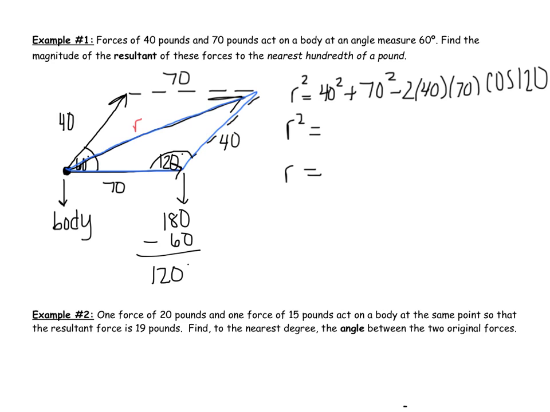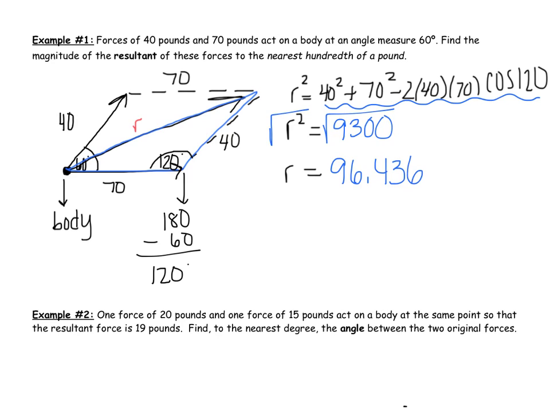Okay, the way I set it up was r squared comes first, because remember, with law of cosines, if this is the angle you have, this side comes first because it's the side opposite. And then when you put this whole piece here into the calculator, you get 9,300. And to get r by itself, you just have to take the square root. So r is 96.436507. And it says round to the nearest hundredth, so that's 2 decimal places. So my resultant is 96.44 pounds.